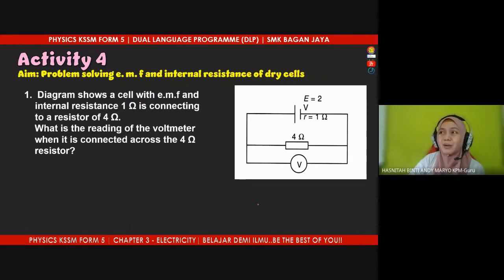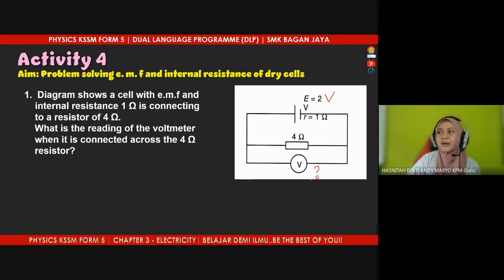Okay, number 1, students, very simple. The diagram shows a cell with EMF and internal resistance. The EMF is 2 volt. Internal resistance is 1 ohm, connected to a 4 ohm resistor. What is the reading of the voltmeter when it is connected across the 4 ohm resistor? So the question, what is the reading of the voltmeter here?